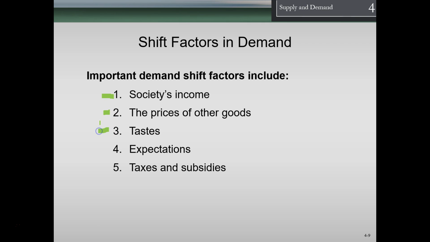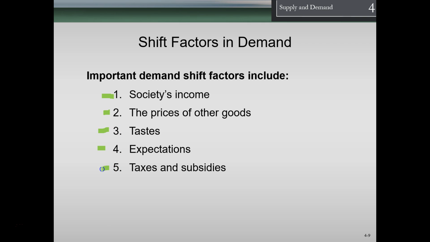Tastes could change. People could just over time have different tastes in societies, and these could change drastically if there's health news. There's always this debate on, are eggs good for you or bad for you? When a health report says that eggs are bad for you, then tastes suddenly change. And if they then say that they're good for you, then they could change the other way. Expectations could change. If there are future expectations of what will happen, people will act on those expectations.